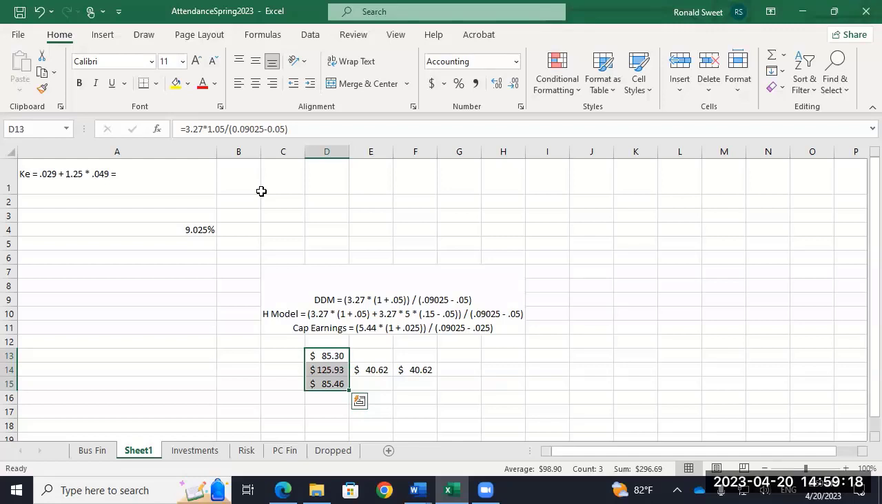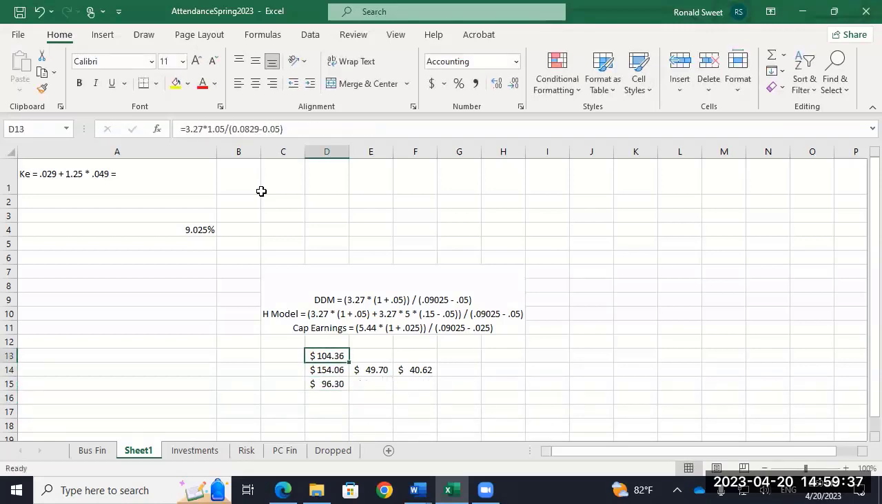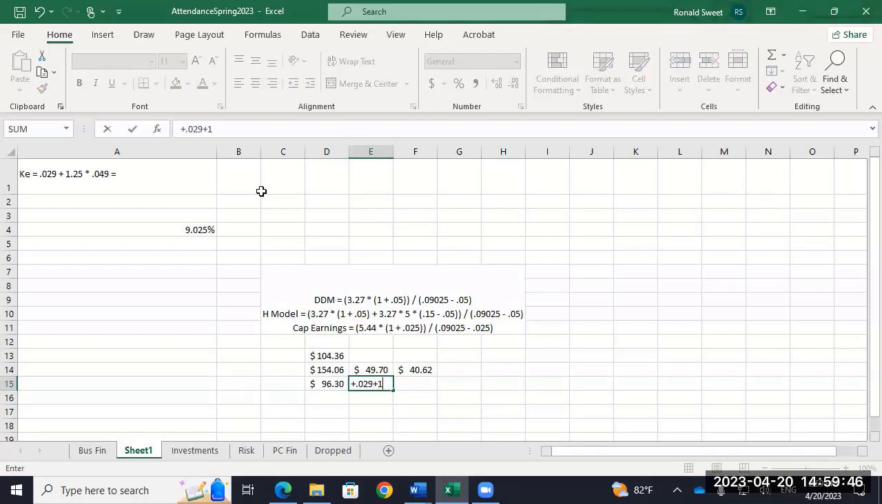So one team, let's see, I'm going to substitute. His discount rate was 8.29, so I'm going to plug in his discount rate and see if I get his numbers. He got 104.36. That looks good. He got 154. So yeah, Andrew, if you got the beta correct, let's see, 0.029 plus 1.1 times 0.049. All right, so there's one team that got full credit.